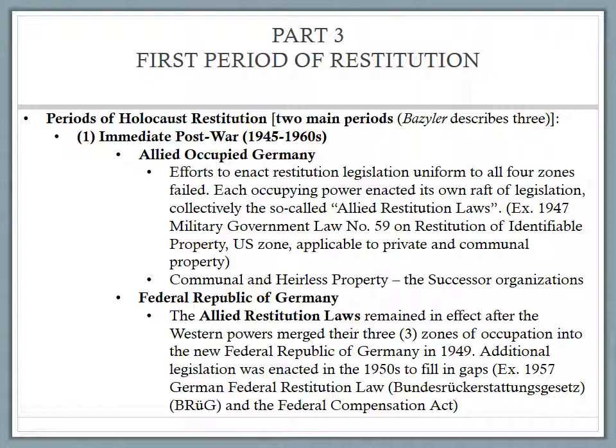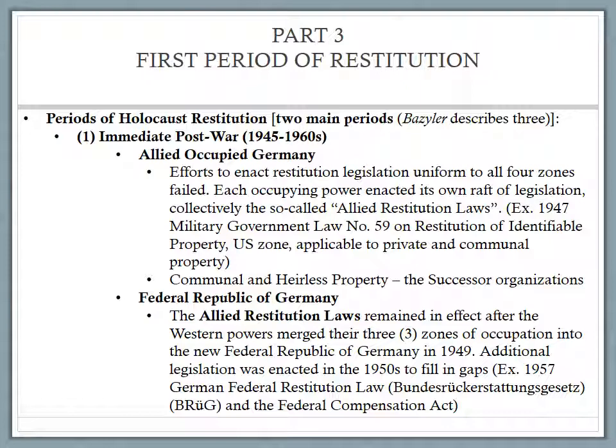Shortly after the US enacted their restitution law in 1947, the French zone and the British zones also enacted restitution laws. But the Soviet occupation zone, which later became the German Democratic Republic, or East Germany, did not enact a restitution regime. So basically, between the end of World War II and reunification, there was no restitution process in East Germany.